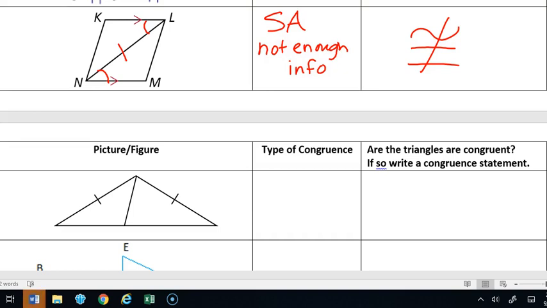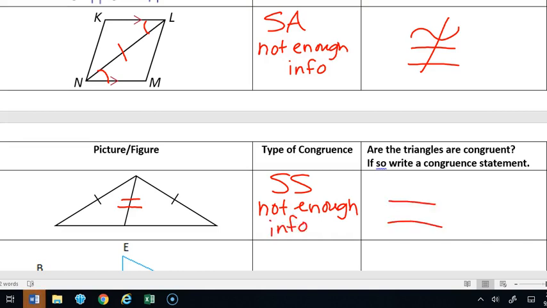This next one down here, we have another shared side. And this time again, we only have 2 pieces of information. We have side, side. So here again, we do not have enough information. So we cannot prove congruence.